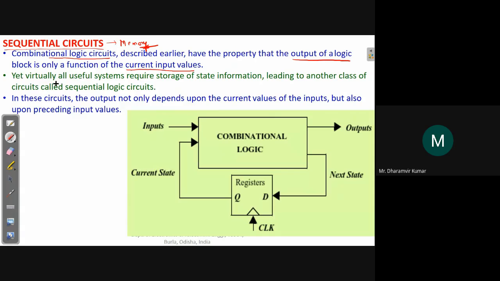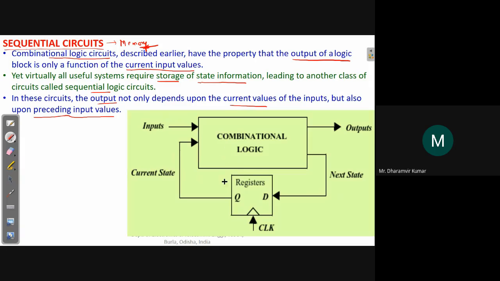But we know that to make a useful system, we should have a memory part in it, and hence virtually all practical and useful things require storage of state information, leading to another class of circuits called sequential logic circuits. In these circuits, the output depends not only on the current values of the input, but also upon the preceding or previous input values.